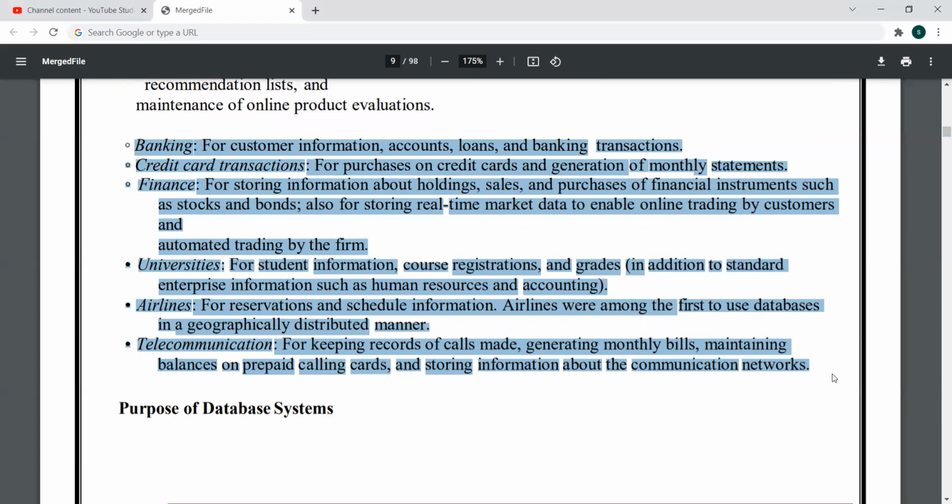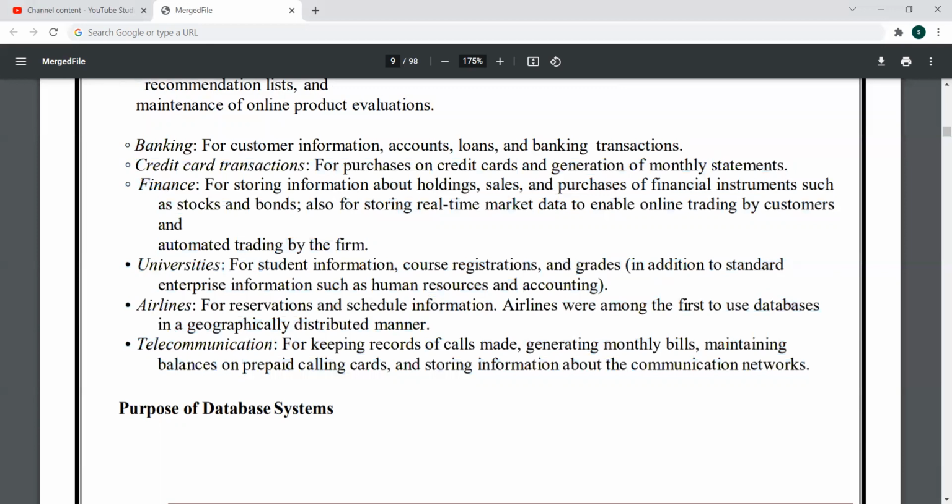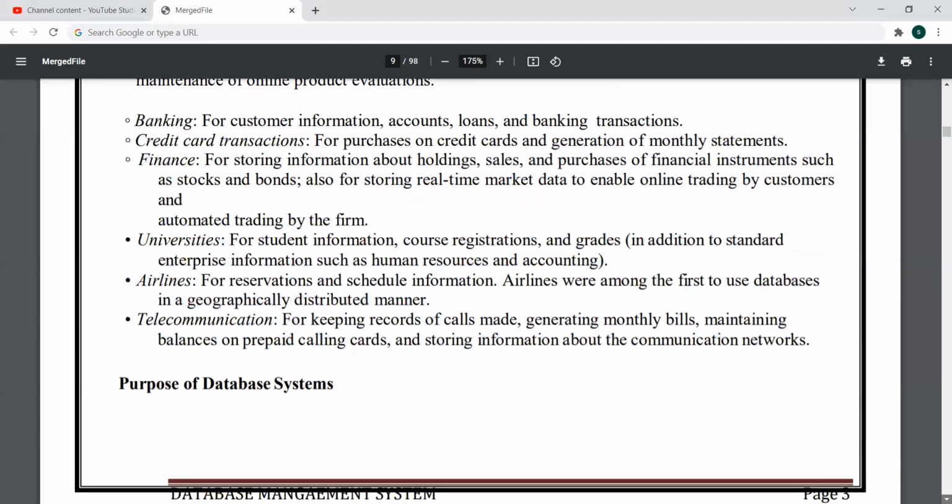Universities: student information, course registration, grades, and enterprise information such as human resources and accounting. Airlines: reservation and schedule information. Airlines were among the first to use databases in a geographically distributed manner. Telecommunication: keeping records of calls made, generating monthly bills, maintaining balances on prepaid calling records, and storing information about the communication network. These are all applications in particular fields.